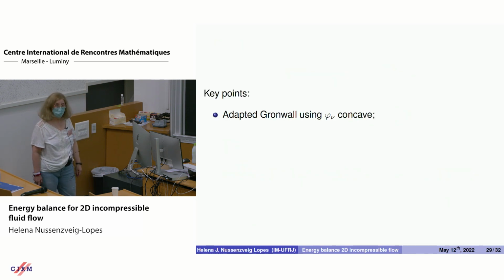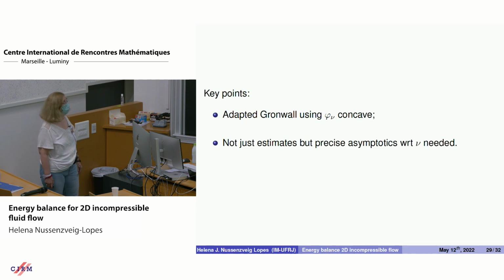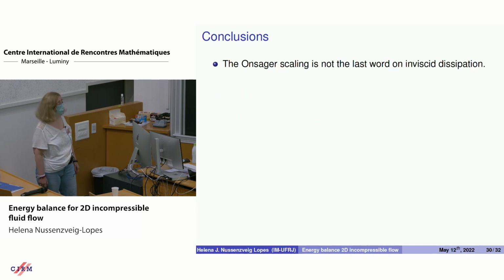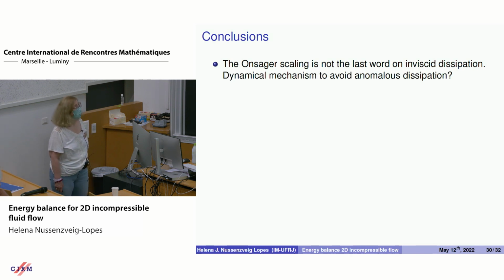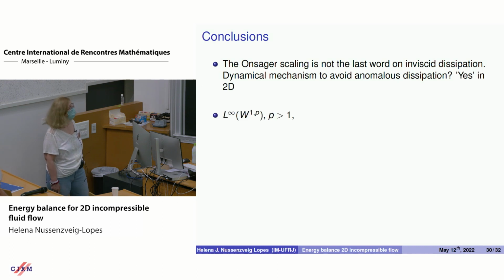So the key points were an adapted Gronwall using the fact that your flux is concave. And you don't need only estimates, but you actually needed precise asymptotics with respect to nu. Okay, so here are some conclusions. The Onsager scaling, as we have seen, is not the last word on inviscid dissipation. And in 2D, you do have a dynamical mechanism that avoids anomalous dissipation.